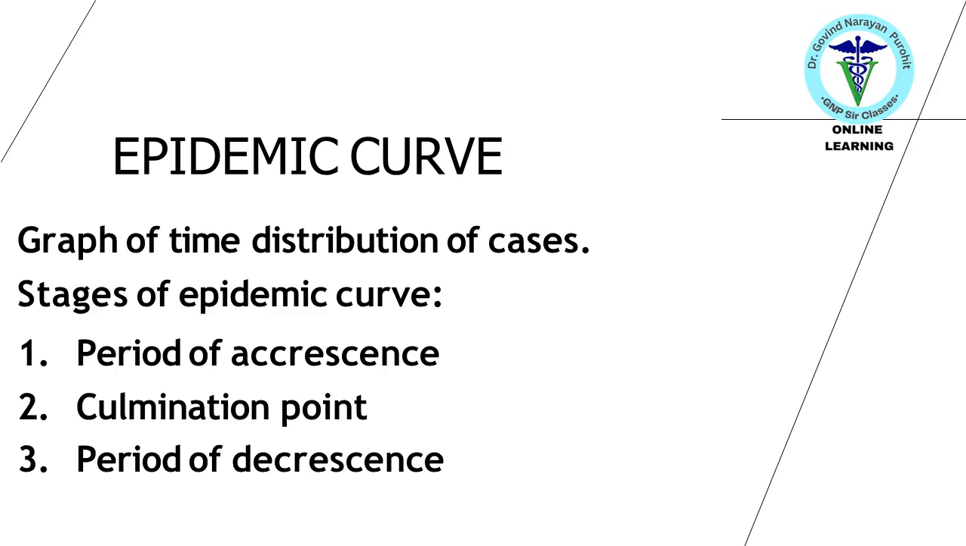The period of accrescence, or ascending phase, is the initial phase where the number of new cases of the disease starts to increase. The culmination point, peak or acme, is the point at which the number of new cases reaches its highest, and lastly the period of decrescence, or descending phase, is the phase where the number of new cases starts to decline. It indicates that the outbreak is coming under control, either due to natural factors, like herd immunity, or effective interventions, like vaccination campaigns or public health measures.